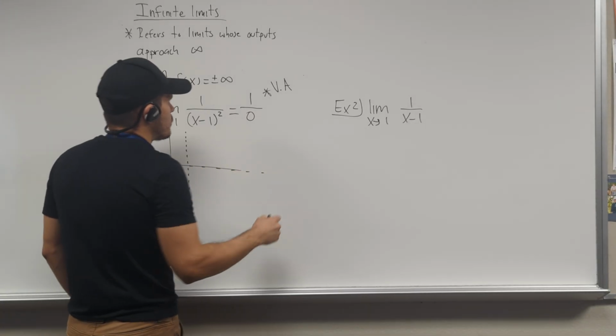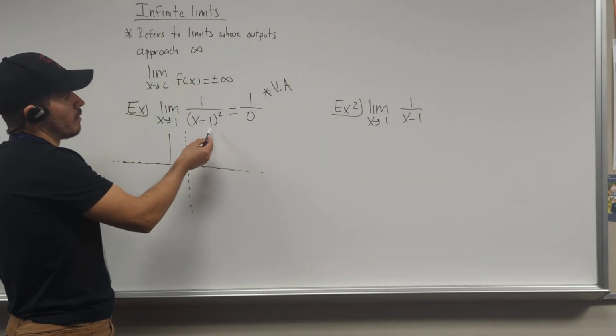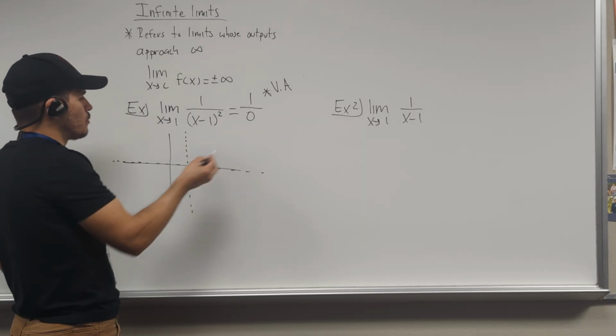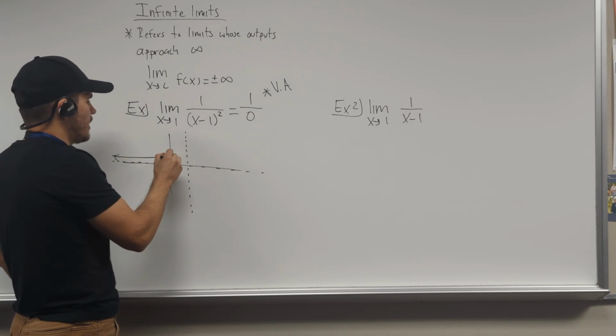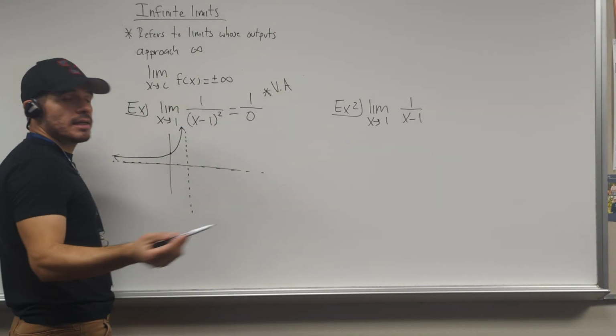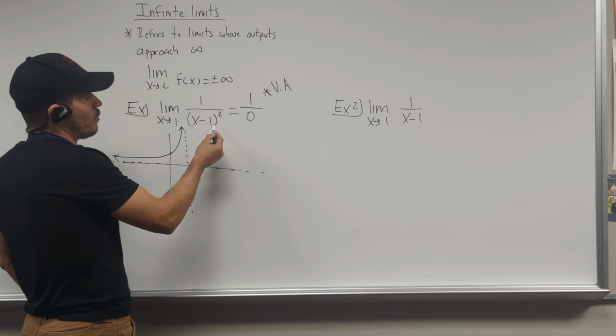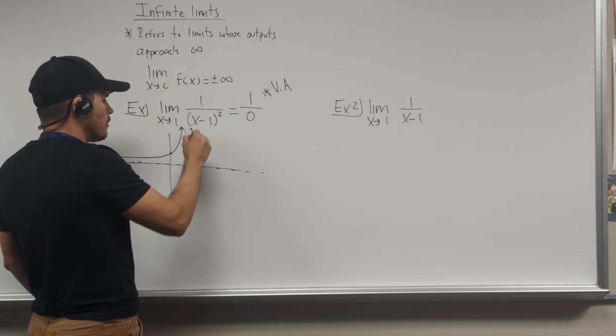Some really quick exploration. If I plug in the value of 0, 0 minus 1 is negative 1, negative 1 squared is 1, 1 over 1 is 1. That tells me that I'm going to be here, and that by the definition of asymptotes, this graph should look something like this. If I put in an x value of 2, 2 minus 1 is 1, 1 squared is 1, 1 divided by 1 is 1, so that'll be 2, 1, so that would also look something like this.